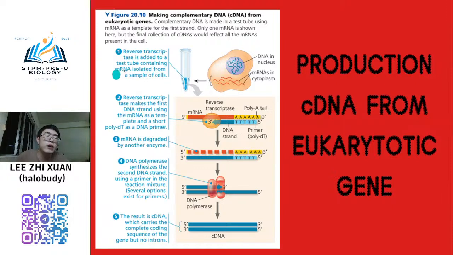So how to isolate it? Normally, we add one key enzyme, reverse transcriptase. Normally, reverse transcriptase is added to a test tube containing mRNA isolated from a sample. So reverse transcriptase is a very important enzyme. You isolate the mRNA, and this enzyme is also very important to synthesize cDNA, because we need to use cDNA. We're not using this mRNA as the insert. Why do we want to use cDNA? Why can't we directly use mRNA?